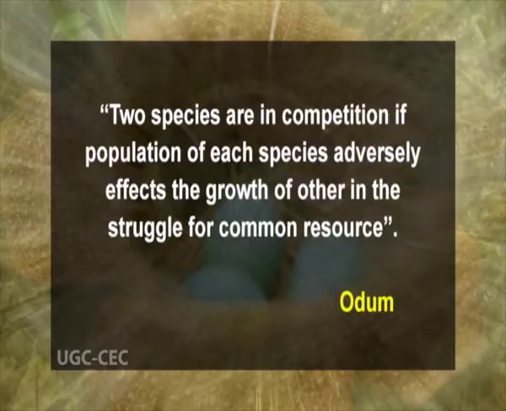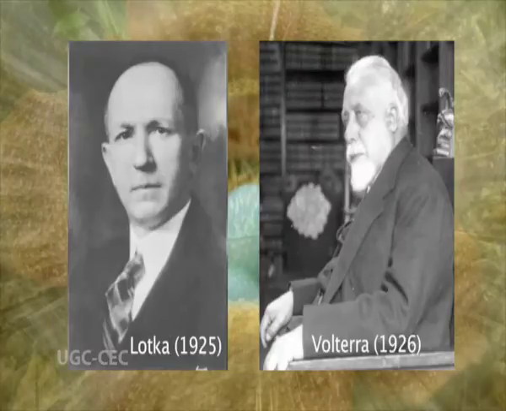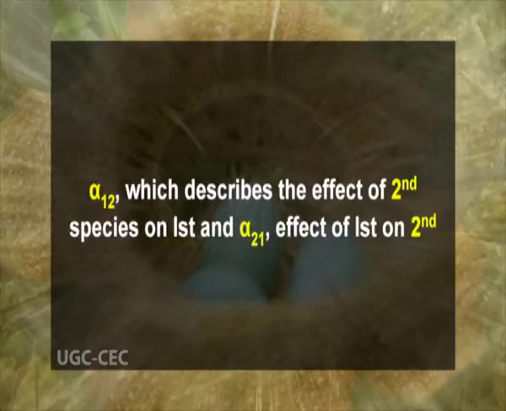While Odum defined competition as: 2 species are in competition if the population of each species adversely affects the growth of the other in the struggle for a common resource. Lotka 1925 and Volterra 1926 independently made the first attempt to model interspecific competition. Lotka-Volterra assumed that the growth rate of each species would be decreased as the population of its competitor increases. Thus, the impact of one species on the growth rate of the other species is expressed as a modification of the logistic equation. Each equation includes a new term, the competition coefficient, alpha 1 2, which describes the effect of the second species on the first, and alpha 2 1, the effect of the first on the second.